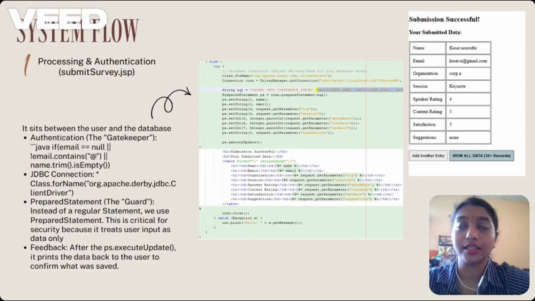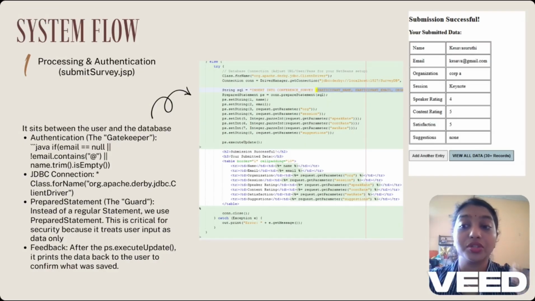For that, we created a new JSP called submit survey. In this file, the input that the user fills in on the form will be submitted and transferred to the next page, which is submission successful. This submit survey.jsp is where the logic and security are handled. It is like the engine room, sitting between the user and the database.